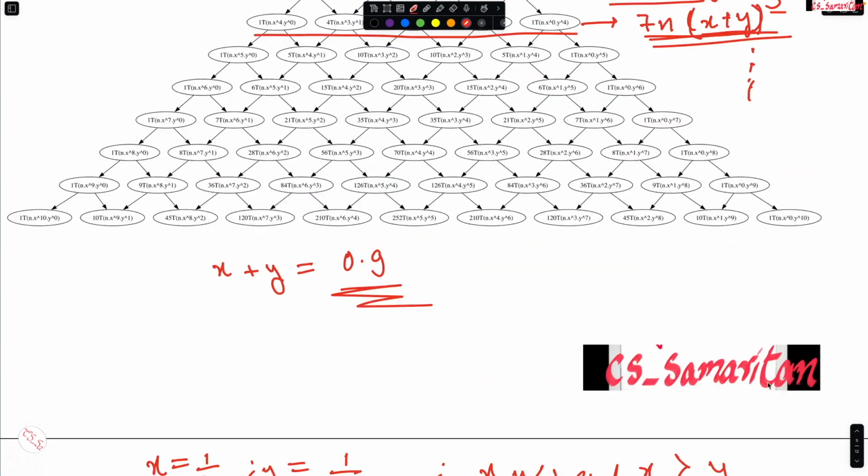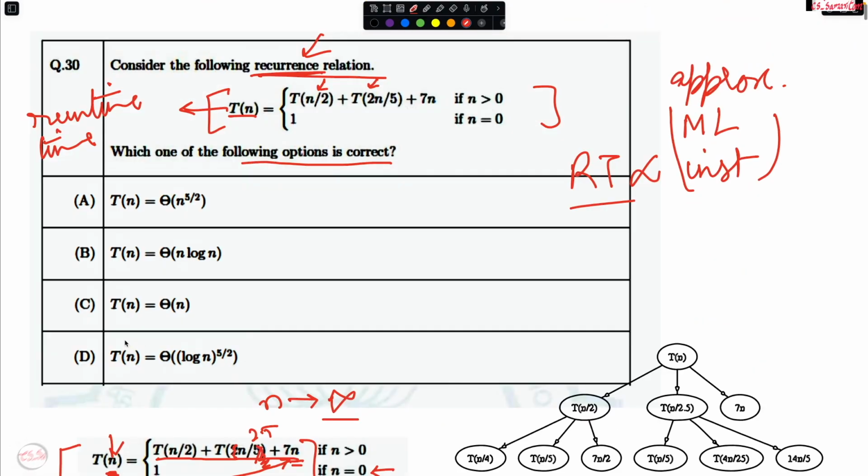Let's see which option matches. As you can see, the third option is the correct one.